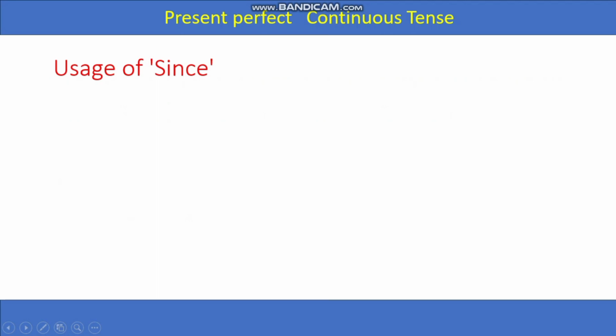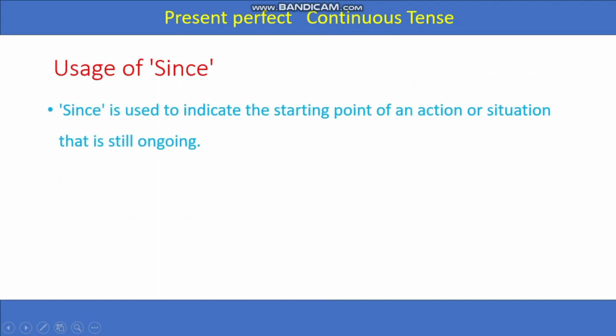Now, use of since. You know that I had already told you that since and for are part of present perfect continuous tense. Since is used to indicate the starting point of an action or situation that is still ongoing. Means since is used when you are talking about the exact time. You know the starting of the action and still it is ongoing, you will use since in this tense. It is followed by a specific point in time.